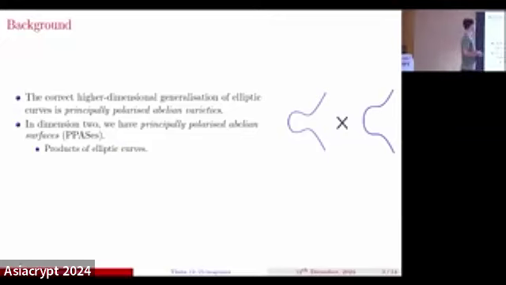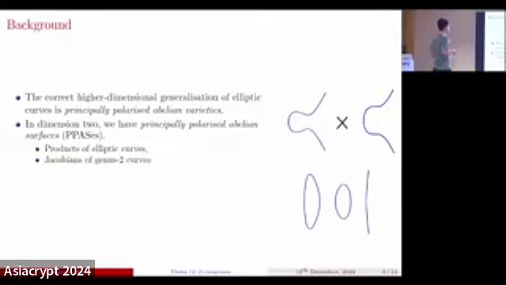In dimension 2, we have two models. The first model is the products of elliptic curves. Basically you take two elliptic curves and you consider all the pairs of points on these two elliptic curves. And the second model is Jacobians of genus 2 curves. And here I've just sketched the shape of these genus 2 curves.